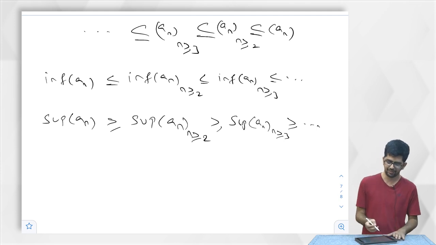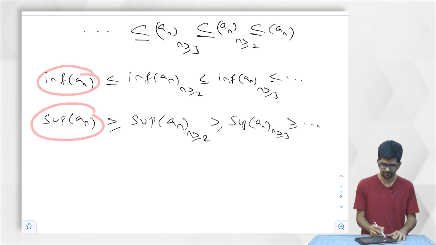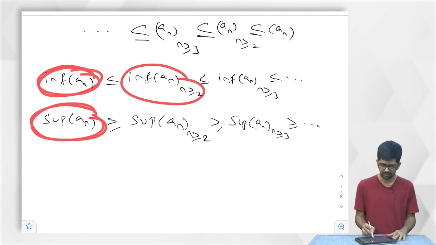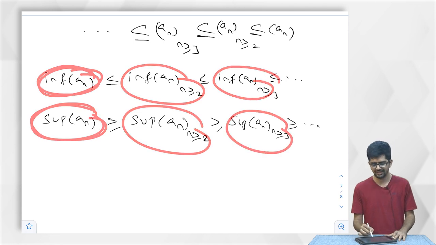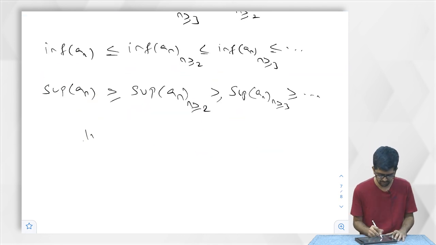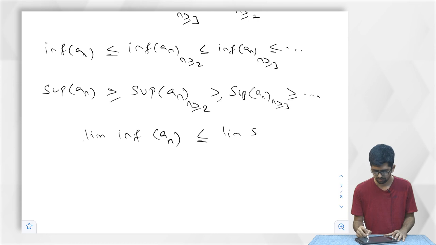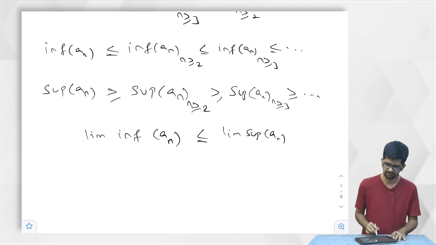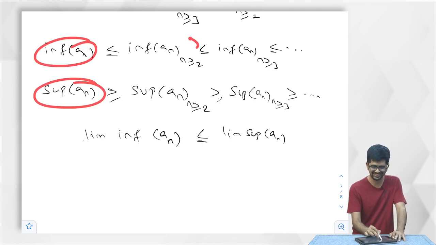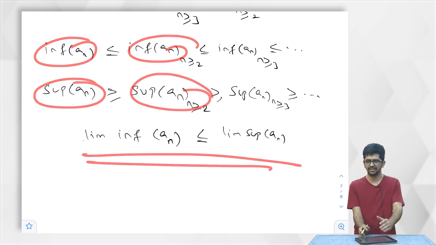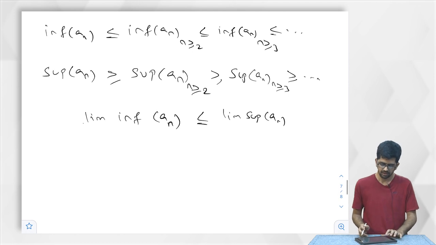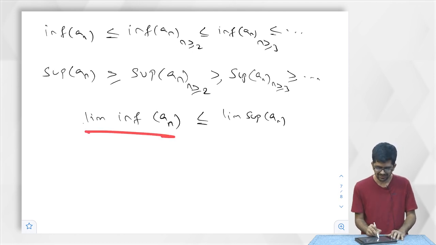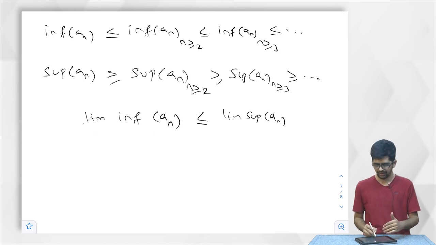It is obvious what the relation between these two situations is, right? Infimum is less than supremum, at each stage. I am saying this concludes lim inf of a_n is less than or equal to lim sup of a_n. I mean, if I am saying just like this, it looks fine. Let us at least try to give some justification for that. So now what is this? This is the limit of this increasing sequence, right?